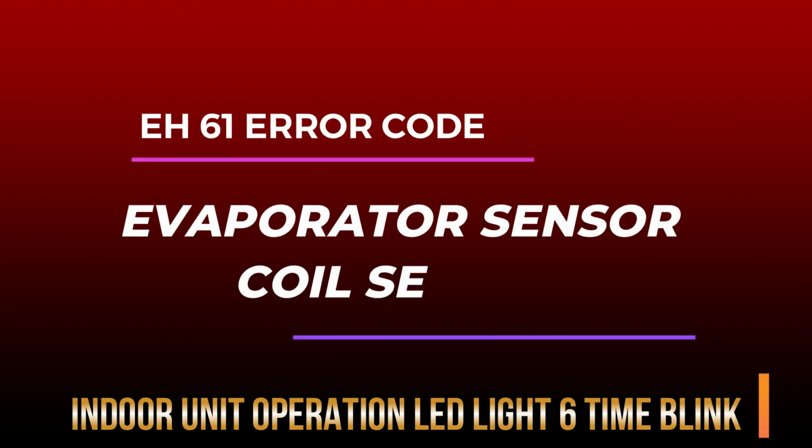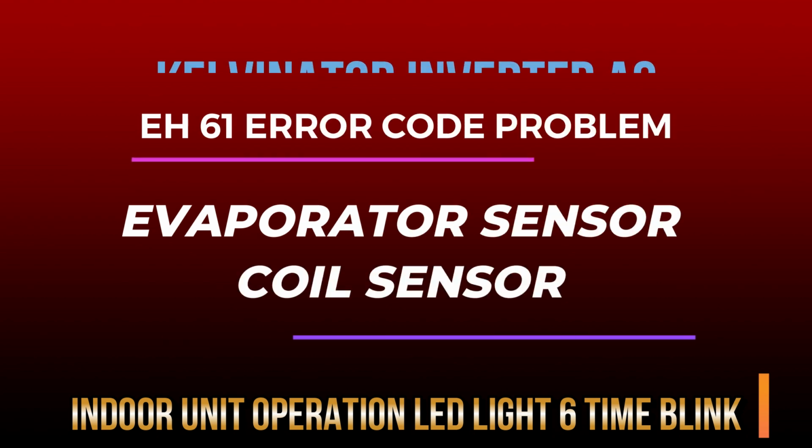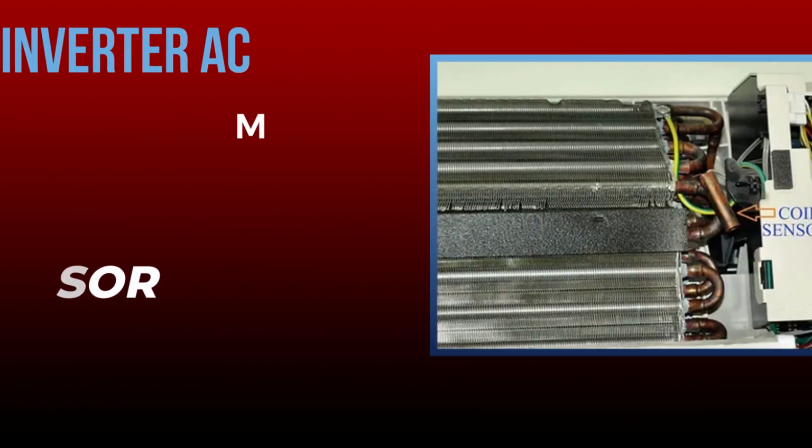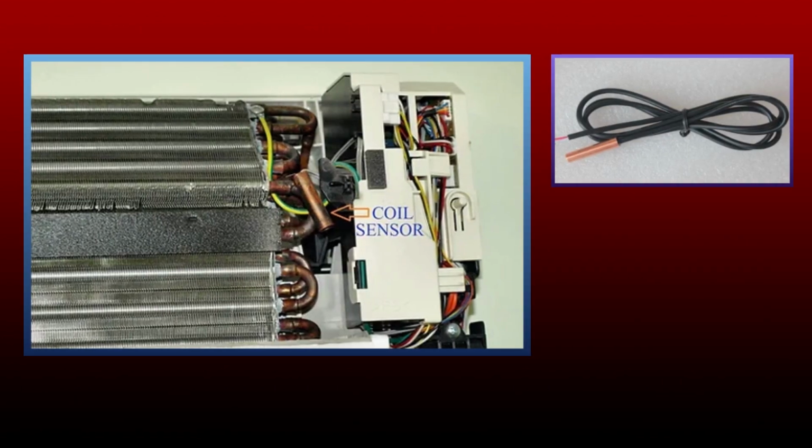If EH61 is coming in a Kelvinator AC and the operation light of the indoor unit is blinking 6 times, then it is the error of the evaporator sensor. In simple words, it can be called the coil sensor. This sensor is installed in the coil of the indoor unit. This error can occur in your AC due to 3 reasons.